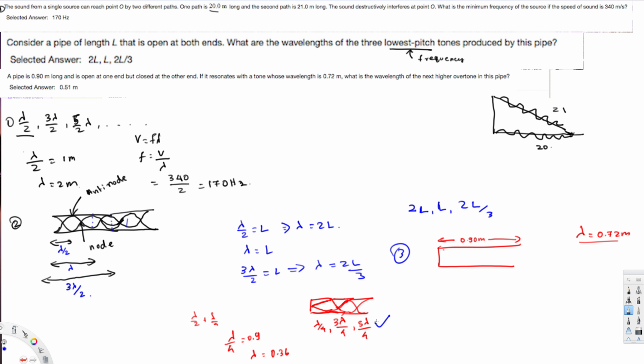So the next one is going to be 7 lambda by 4. That's what the question is asking: what is the wavelength of the next higher overtone in this pipe? To find this, I have to equate 7 lambda by 4 to 0.90. So lambda is equal to 0.90 times 4 divided by 7. That gives us 0.51 meter. And that is the answer for this question.